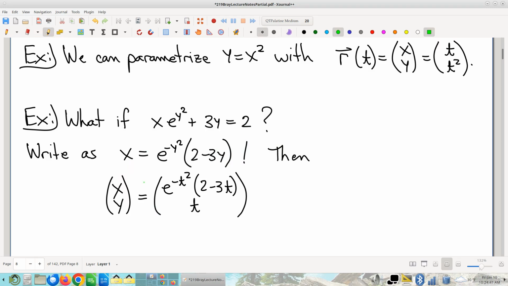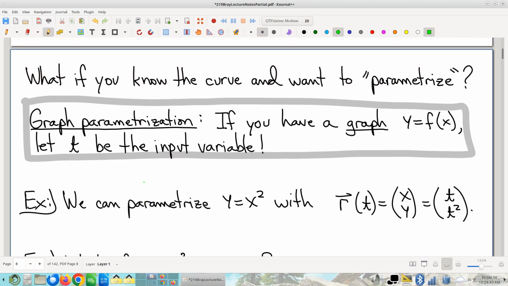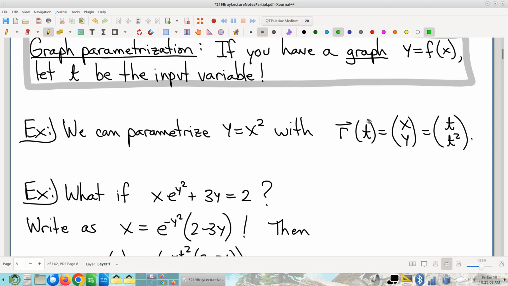Make sure to remember this super convenient little trick right here: let t be the input variable. Again, this of course only works for a graph, because you do have to be able to then rewrite the output variable in terms of that input variable. And it's all over. Okay. What do you think? Is everybody happy?